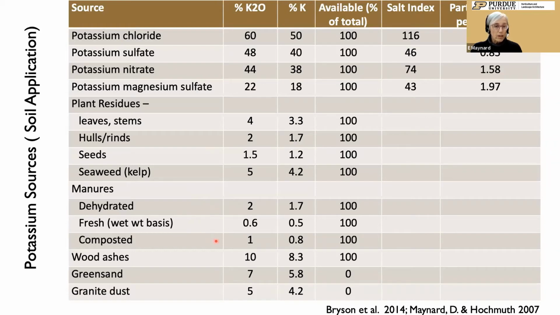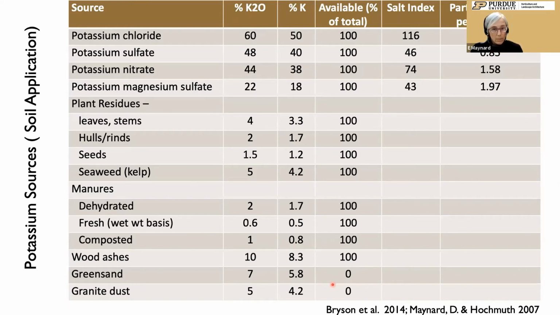Manures, dehydrated or fresh or composted, and plant-based compost all will have potassium, and that will be readily available. You see wood ashes here, 10% potassium. That's pretty good. It's readily available. Wood ashes, though, have a high pH, and they will raise the pH of your soil. It's a good source of potassium, but be aware to monitor the pH so you don't get it out of range. The last two products here are both minerals or finely ground rocks, and the potassium is not available. Those need to be further weathered in order for that potassium to slowly become available.